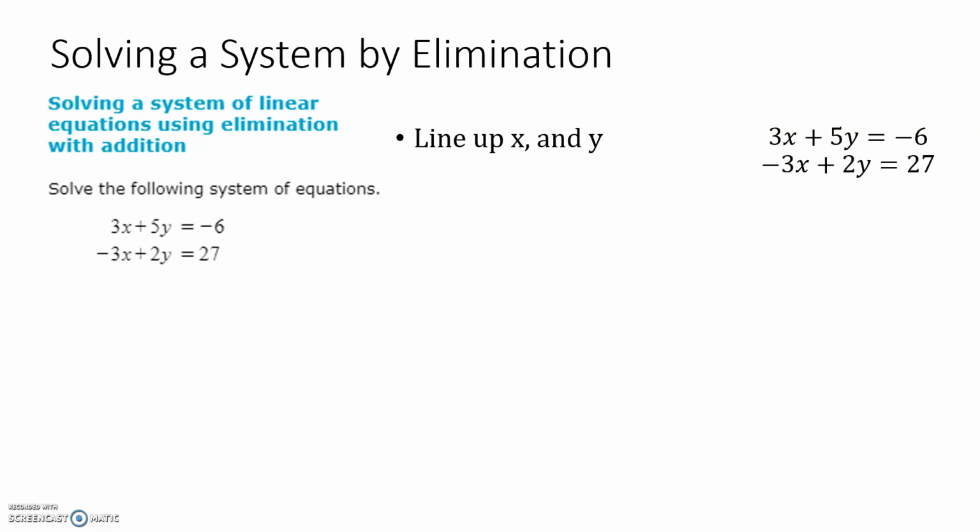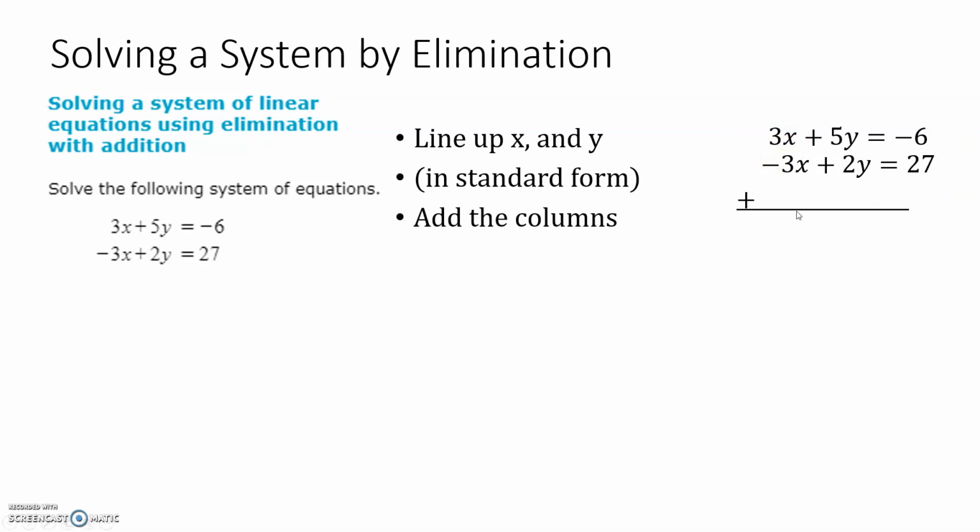The x's are in the column, the y's are in the column. It's in a sort of pseudo-standard form. Like I said, it's okay if there's a negative here. We just want the x's and y's to be lined up on top of one another. So because we're ready to go, we will add our columns together.